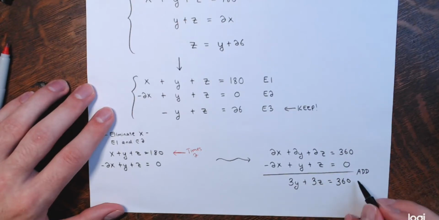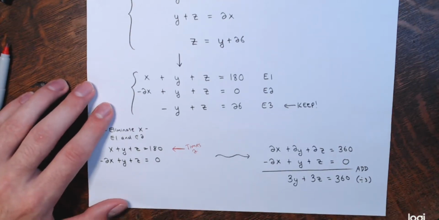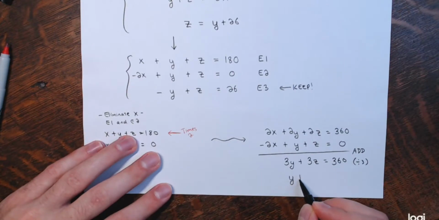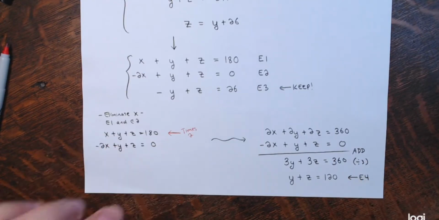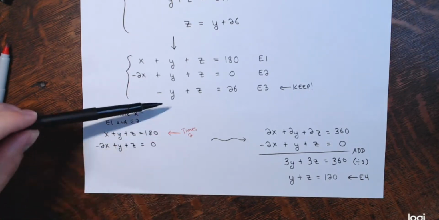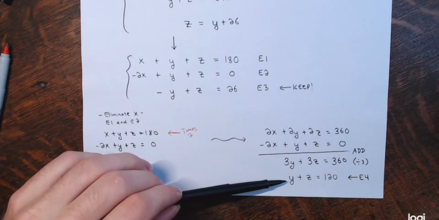And then I'm going to divide by 3 because I noticed that every coefficient here is a multiple of 3. So we have y plus z equals 120. All right, and this is what I'll call equation 4. And then, just like the first two examples, very similar. The equation I kept has y and z. This equation after elimination has y and z.